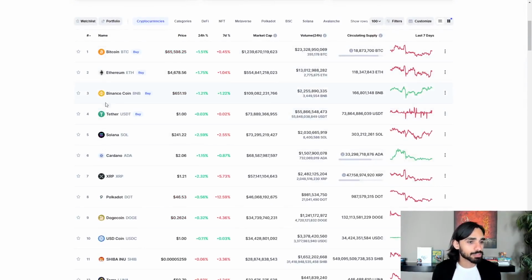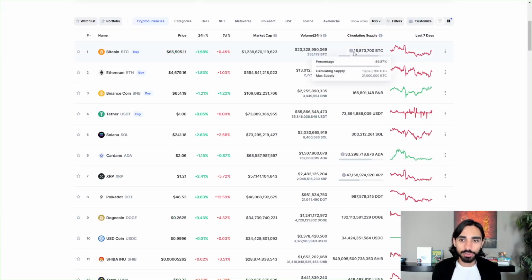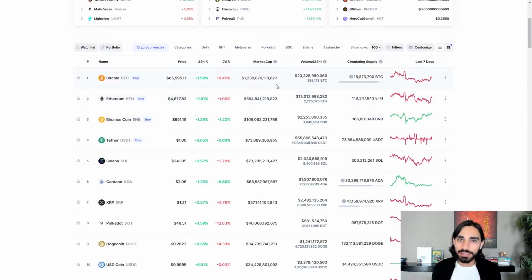Bitcoin, Ethereum, Binance Coin, Tether, Solana, Cardano are all different types of tokens. We've expressed that if you go to the middle column, market cap is number of tokens multiplied by the price. You can see the circulating supply of the tokens over here, and you can see the price over here. Market cap is simply circulating supply times the price. You can see Bitcoin has the biggest market cap.